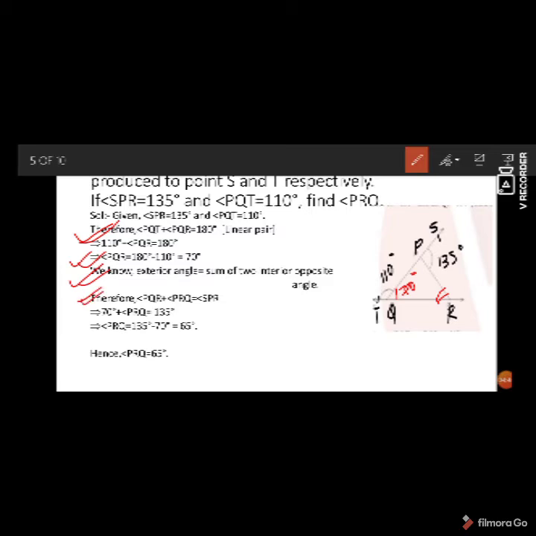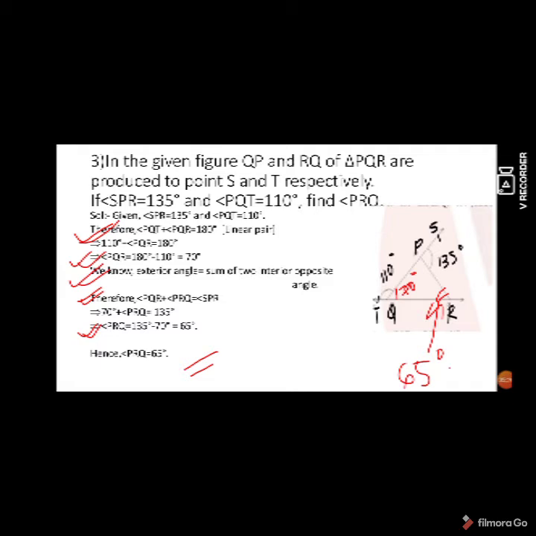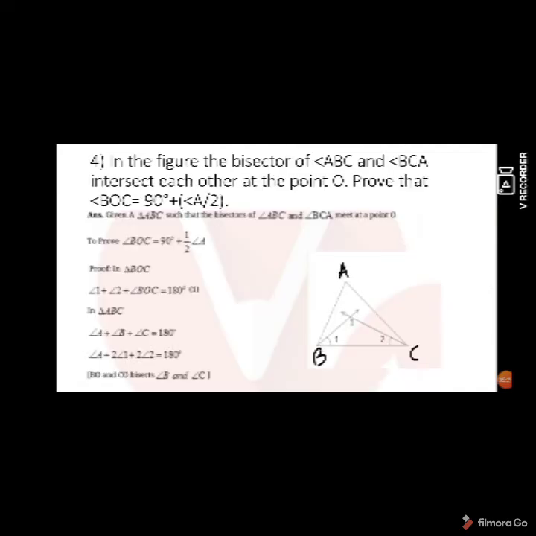So we can write PQR plus PRQ is equal to SPR. Substituting the values and subjecting PQR, PRQ, we get 135 minus 70, that is 65 degrees. So our required angle that we had to find, PRQ, is 65 degrees. So this is how we find the answer using the various properties that we have learnt in the chapter Lines and Angles. So next, let us go to the next sum.